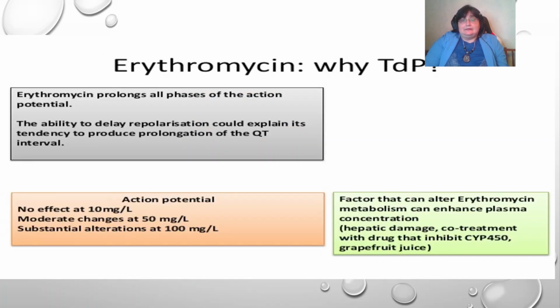Erythromycin, why can this happen? Erythromycin prolongs all phases of the action potential. The ability to delay repolarization could explain its tendency to produce prolongation of the QT interval. Action potential: no effect at 10 mg per liter, moderate change at 50 mg per liter, a substantial alteration at 100 mg per liter. Factors that can alter erythromycin metabolism can enhance plasma concentration: hepatic damage, co-treatment with a drug that inhibits cytochrome P450, grapefruit juice.